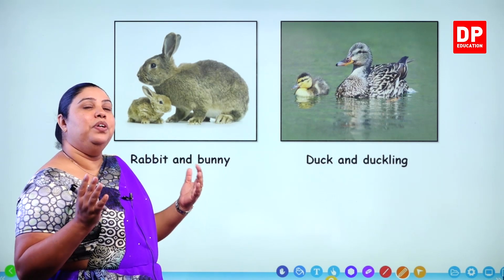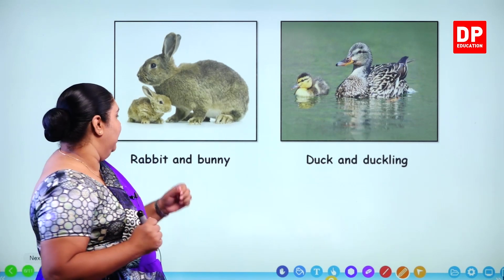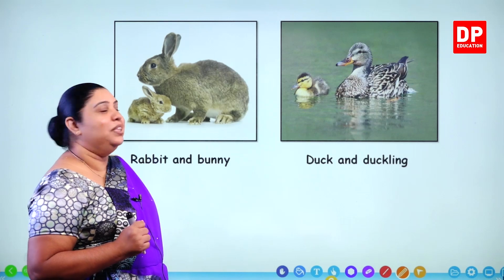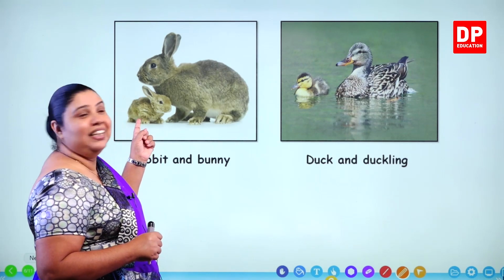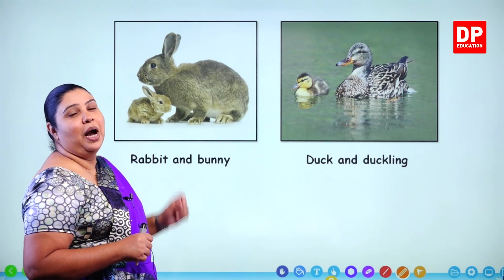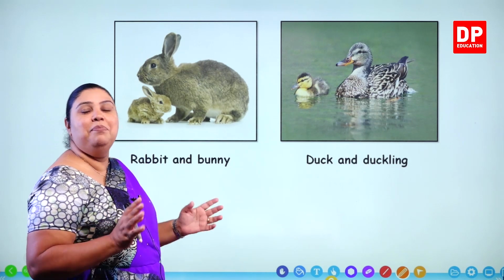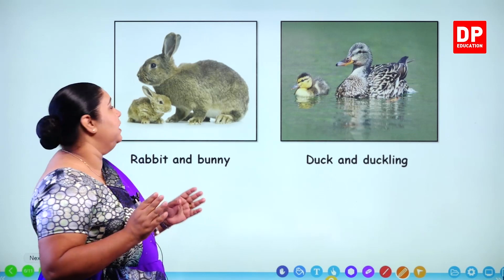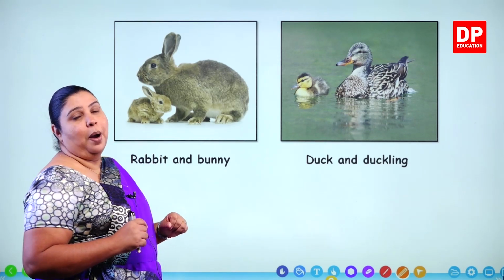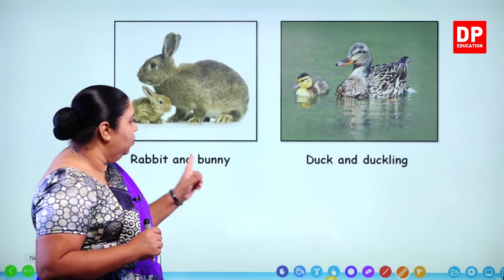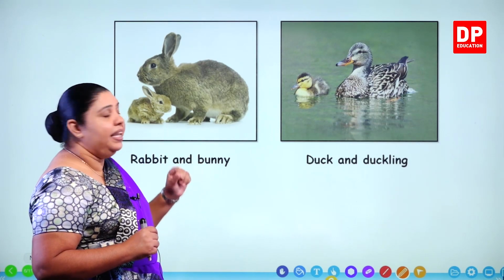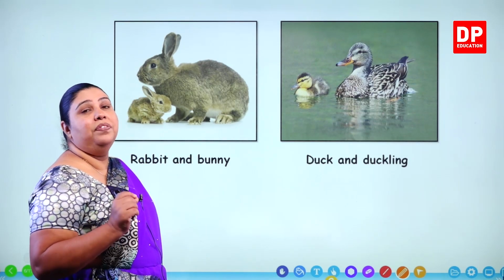Now what do we call the baby? We call the baby bunny. The baby rabbit is called a bunny. Bunny. B-U-N-N-Y. B-U-N-N-Y is the spelling of the word bunny.